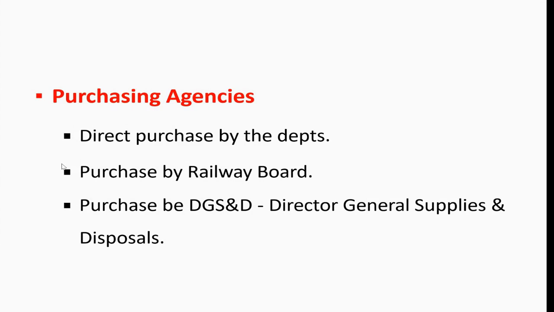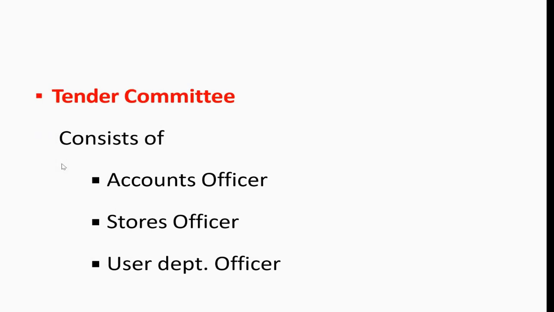Purchasing agencies. Direct purchase by the departments. Purchase by Railway Board. Purchase by DGS&D, Director General Supplies and Disposals. Tender Committee: consists of Accounts Officer, Stores Officer, User Department Officer.